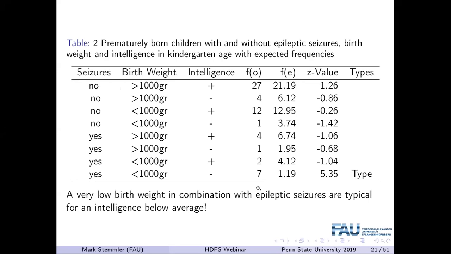And now the clinic in Erlangen, the children's clinic, if they have babies with a low birth weight and seizures, they start consulting the parents that they should invest more in the development of the intelligence of the children. Well, there were other markers that were not significant. For instance, if the child was intubated at birth, yes or no, intubation had nothing to do with the intelligence.